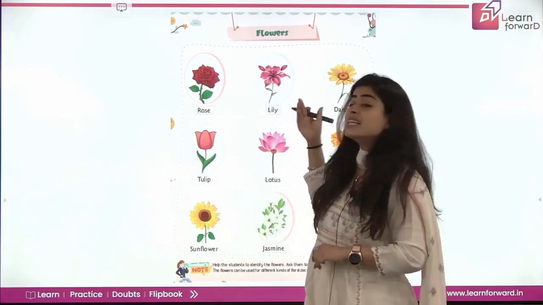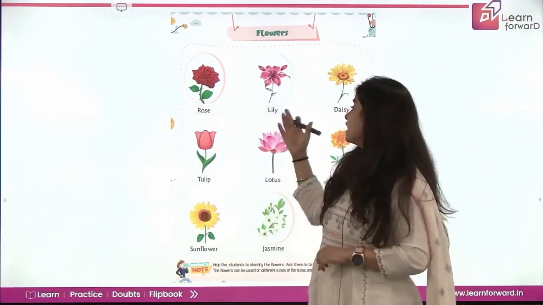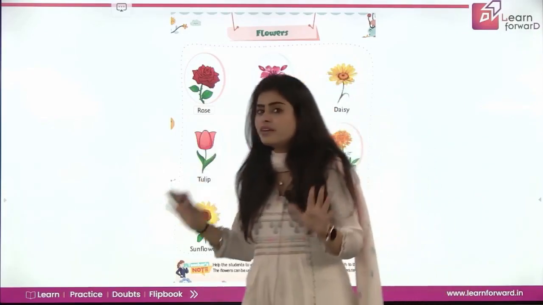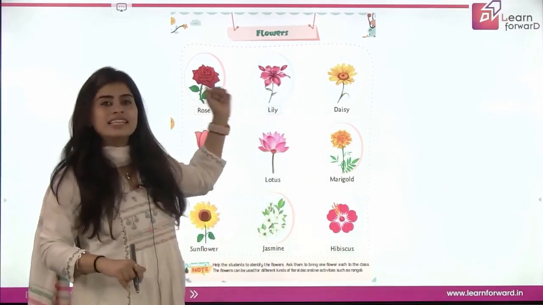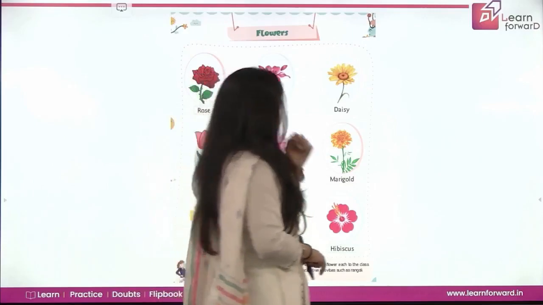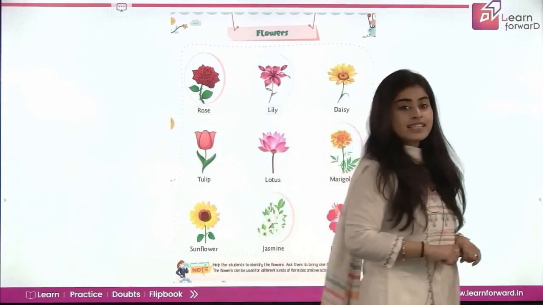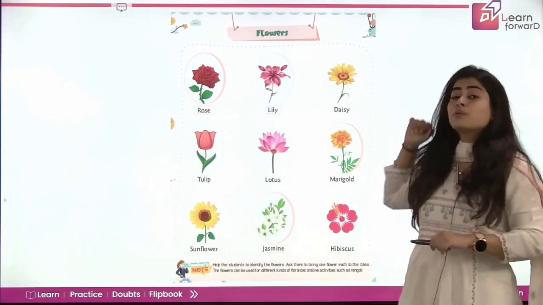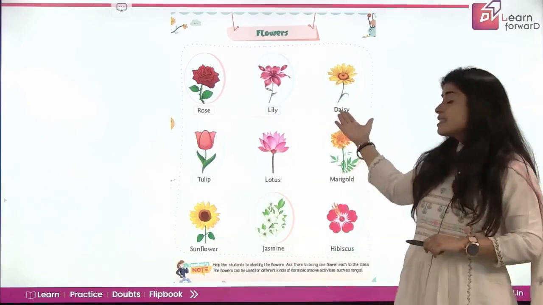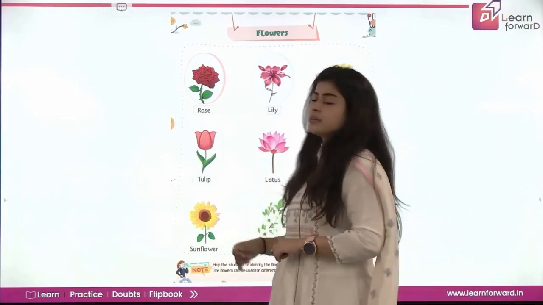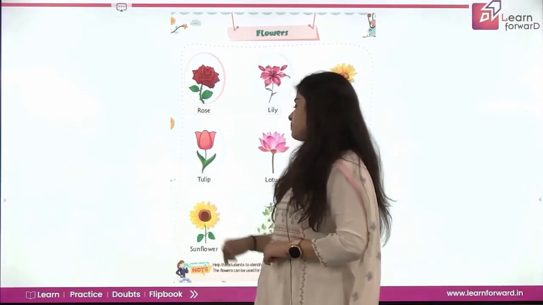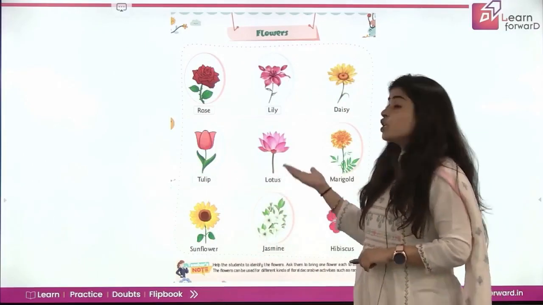Next is lily. Lily is a very expensive flower. Yes, this one is lily. Okay. Next is daisy. It is also white in color. This is daisy. Next is tulip. Then lotus.